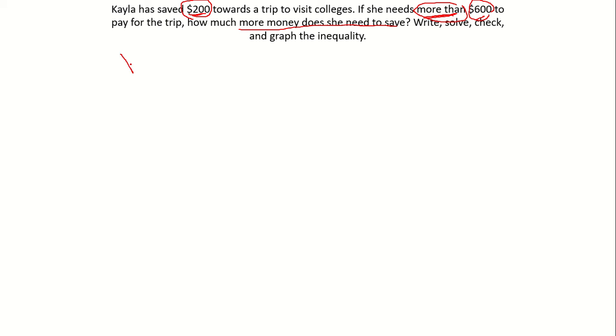So, as I said, our variable, x, is going to be equal to the amount of money that Kayla still needs to save. Handwriting is not going to be perfect here, I'm using a mouse. We're going to say money to be saved, and that's how much more money Kayla needs to save in order to pay for her trip to visit colleges.